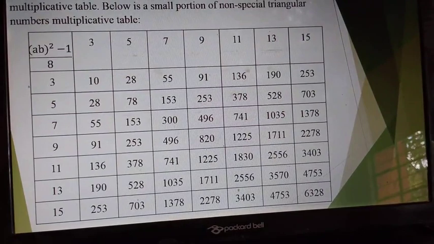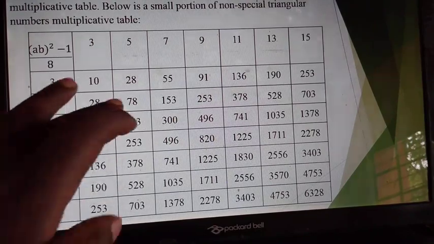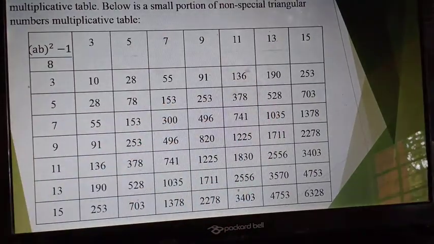So we call these elements or numbers in this table non-special triangular numbers, and the table is called non-special triangular numbers multiplicative table. So these are the numbers that cannot be included as we calculate, which should be removed from the set of triangular numbers. And when we remove these numbers which are inside here, we remain with special triangular numbers that will generate prime numbers to infinity using my function.